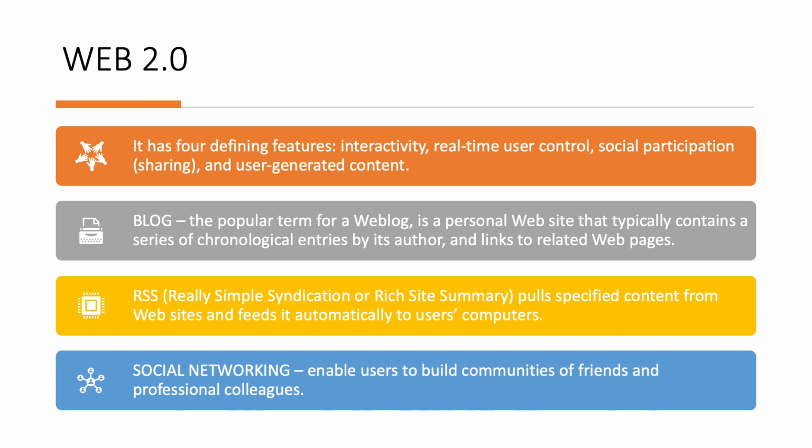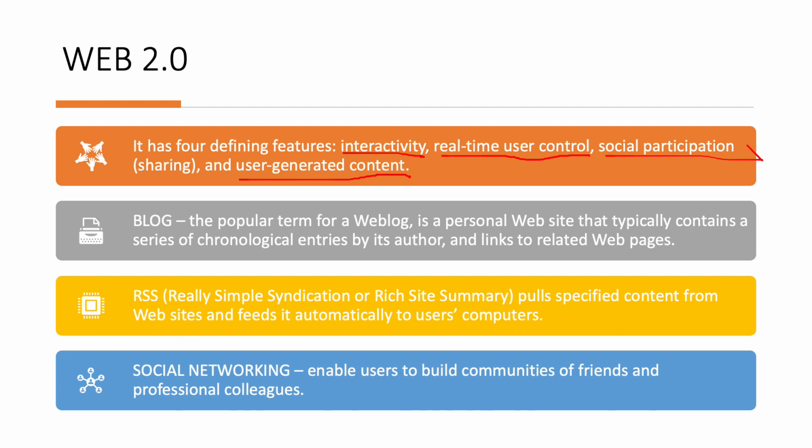So the next topic will be Web 2.0. Today's websites don't just contain static content. They enable people to collaborate, share information, and create new services and content online. These second generation interactive internet-based services are referred to as Web 2.0. It has four defining features: interactivity, real-time user control, social participation or sharing, and user-generated content.